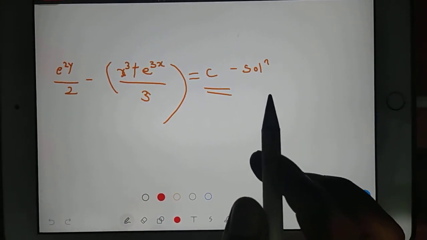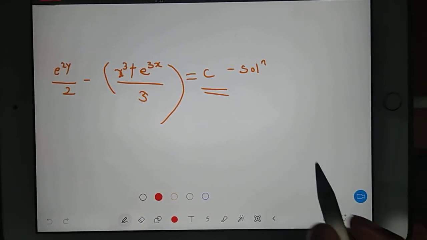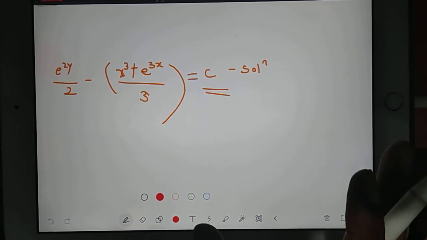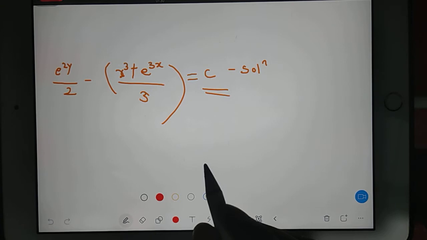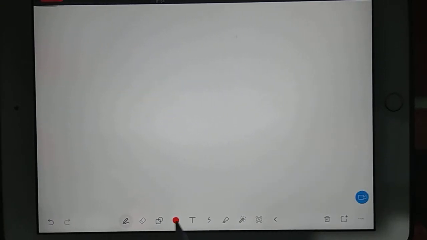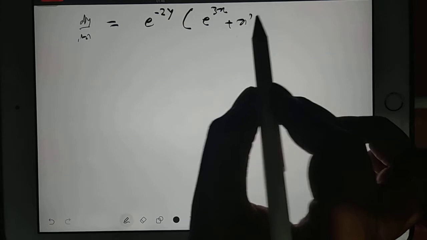Okay, so first of all, whenever a question comes in the exam, you should think: is it solvable by the variable separable method? How can we do that? Just by seeing the question, you think, can we separate the variables? dy by dx is equal to e power minus 2y, whole bracket, e power 3x plus x square.